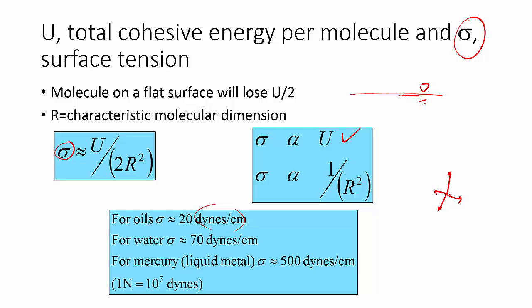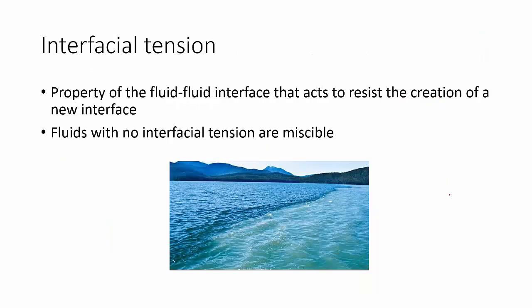For water it is about 70 dynes per centimeter, so water has more cohesive energy. And for mercury, which is a liquid metal, it's even greater. You can see this if you have ever seen mercury: you spill it and it will try to stay together. So it's a lot of attraction. 1 Newton is 10 to the 5 dynes.